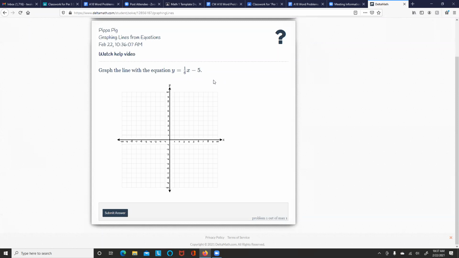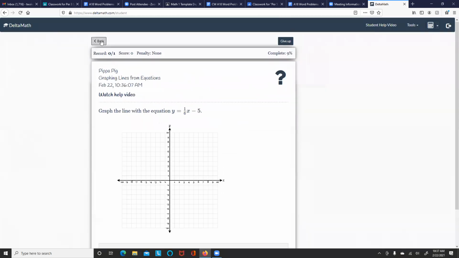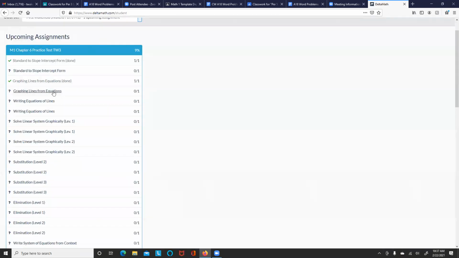Okay, so hopefully you are finished submitting that answer. And so you've done this fourth one. Now we're going to writing equations of lines. Okay, and we're on writing equations of lines.